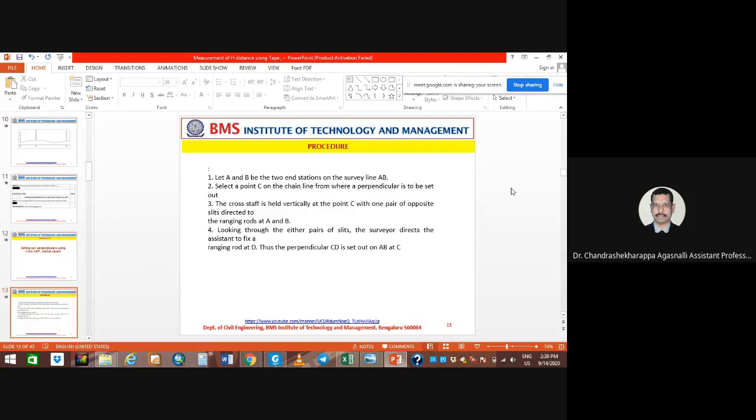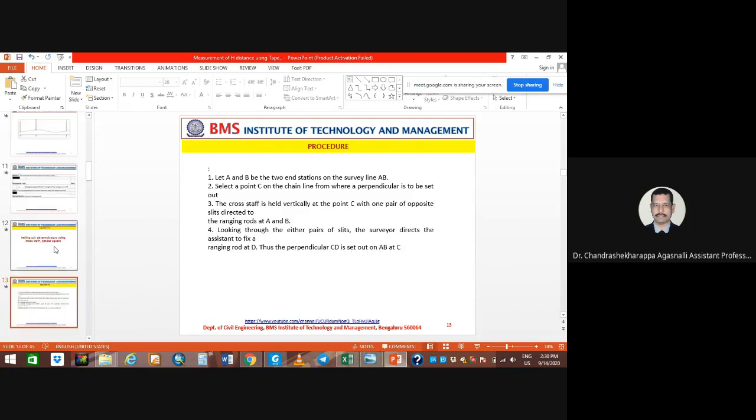The crossstaff is held at point C with a pair of opposite slits directed to the ranging rods at A and B. Looking through the other pair of slits, the surveyor directs the fixing of a ranging rod at D. Thus the perpendicular CD is set out. I mean the points C and D can be set out on AB.